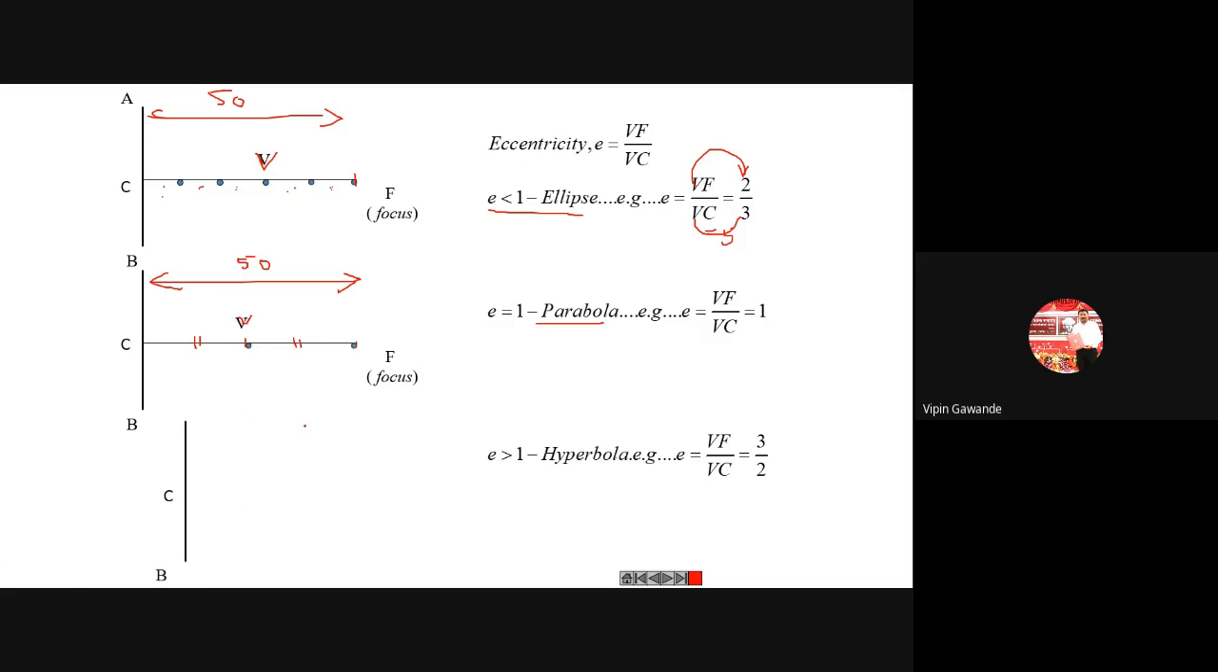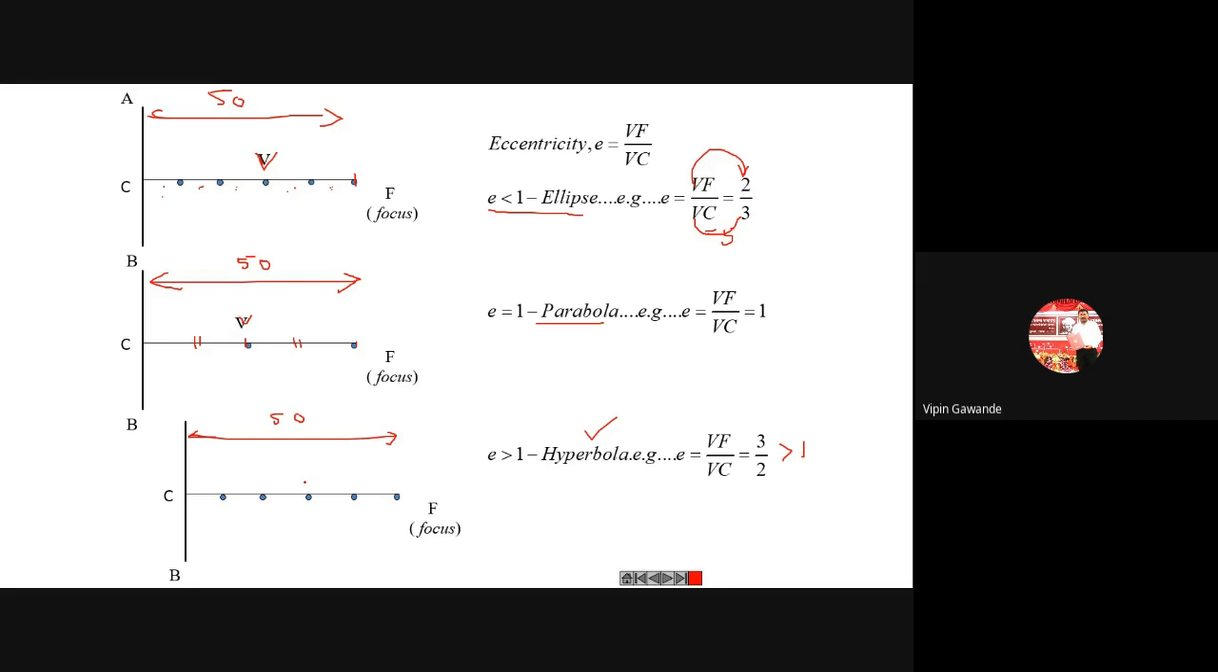Now in case of hyperbola, again we will draw a directrix and the focus, and this distance is given as 50. But now the eccentricity is 3 by 2, which is greater than 1, so we have to construct the hyperbola. Again, the same steps you have to follow. We have to divide this into the number of divisions equal to the addition of eccentricity, so 3 plus 2. I have divided this into 5 number of divisions.